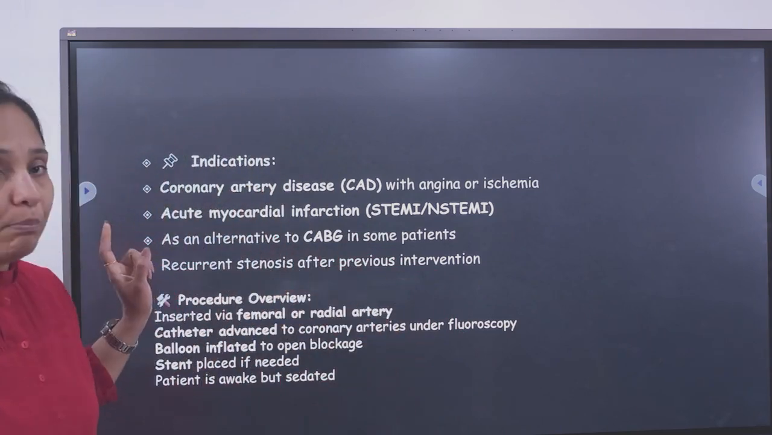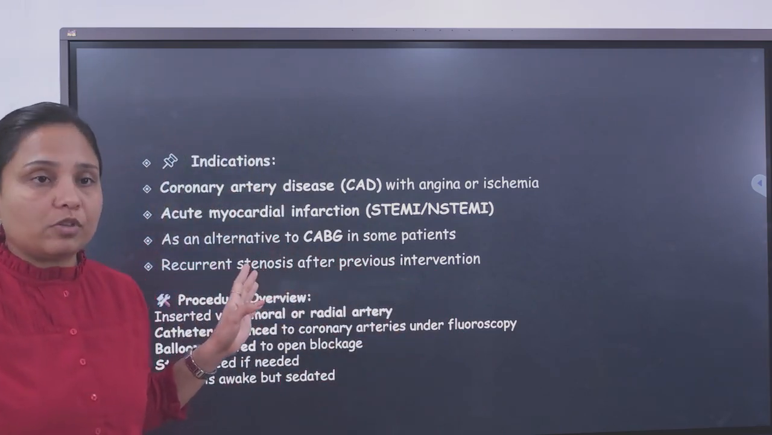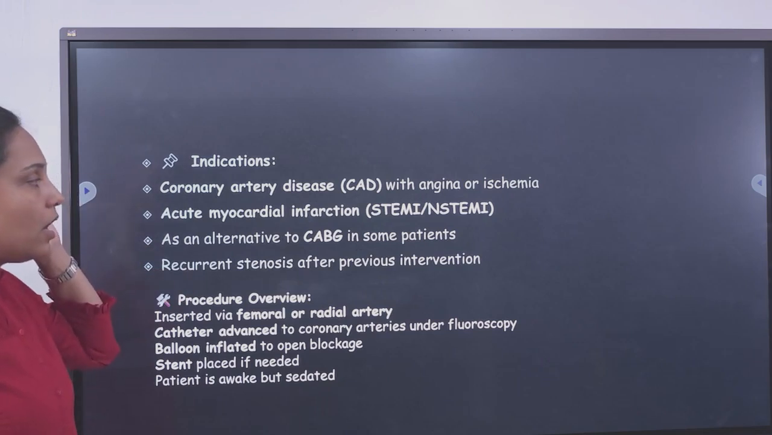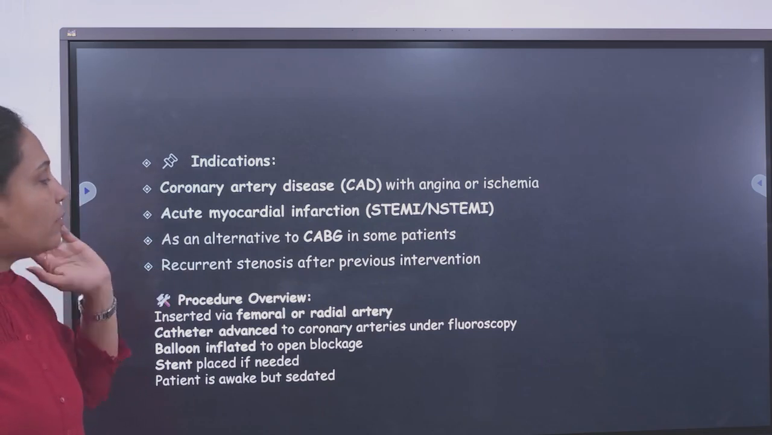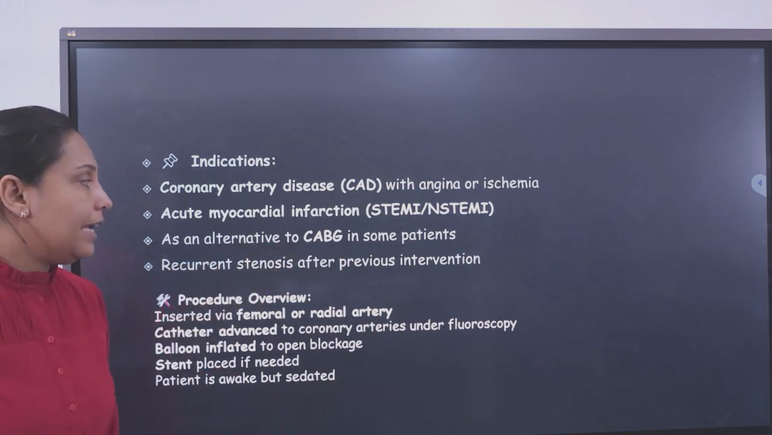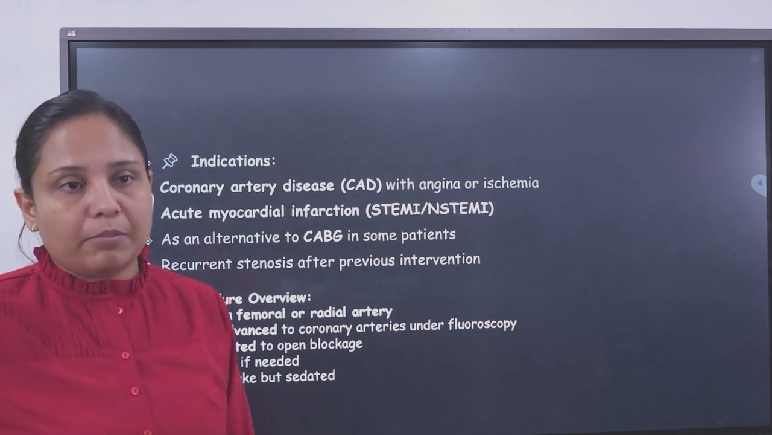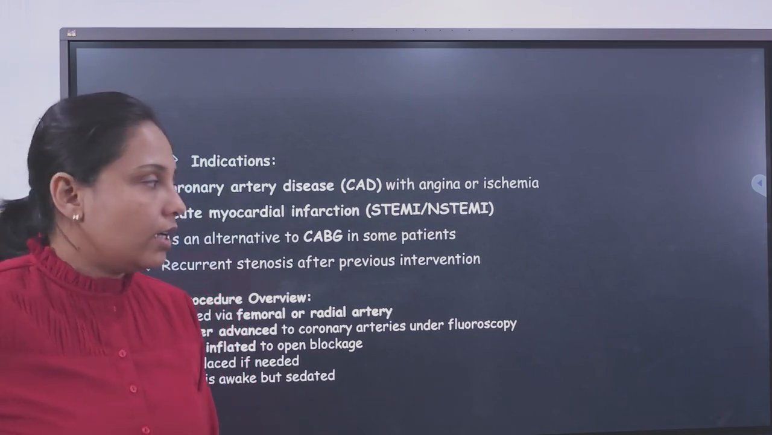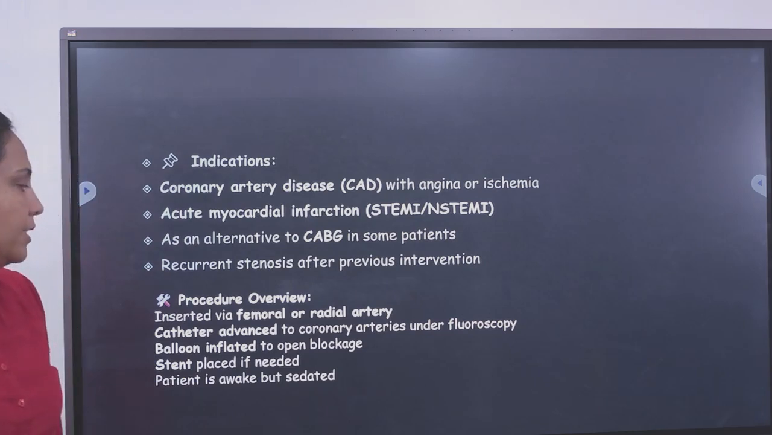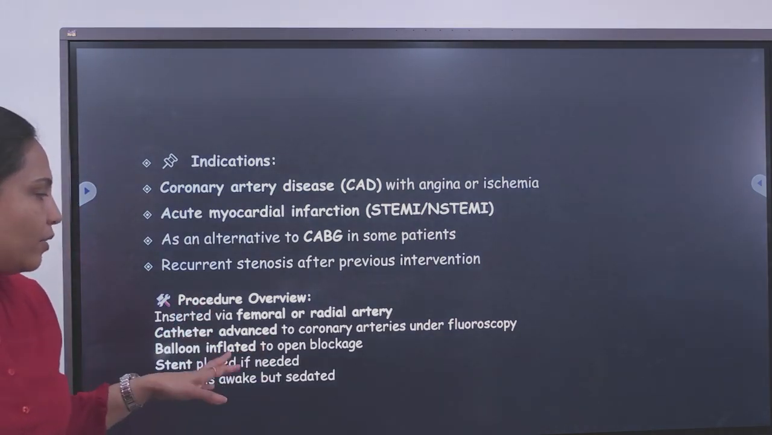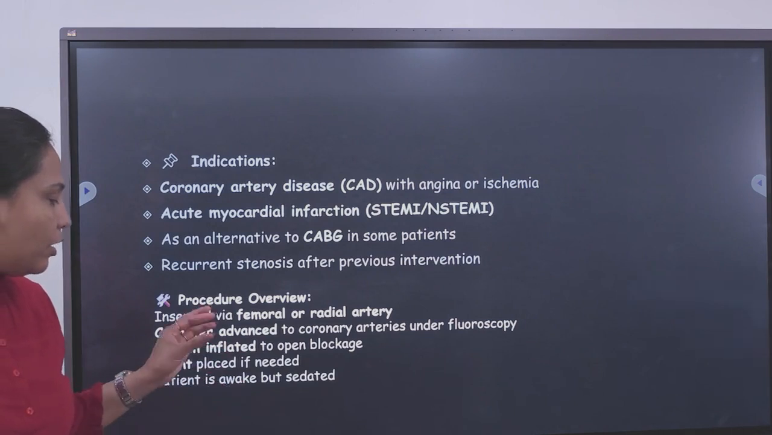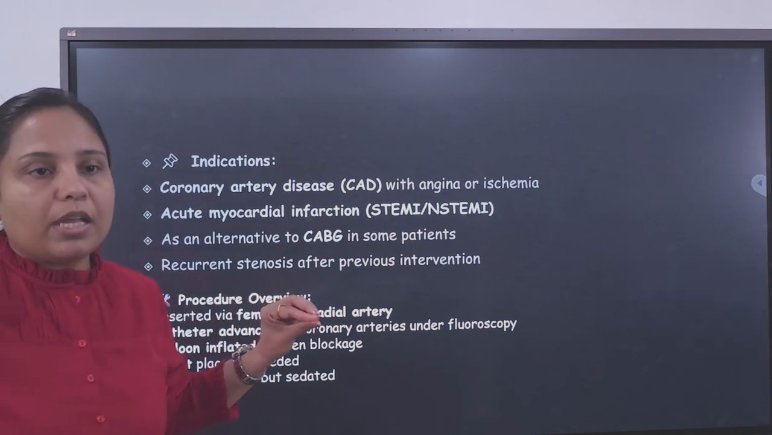So angioplasty is a very important procedure. There are so many other indications. Some of the patients are not a candidate for CABG, cabbage, so then we can perform stent plasty. It is inserted via the femoral or radial artery, the catheter is advanced into the coronary artery, the balloon is going to be inflated and the stent is going to be placed.